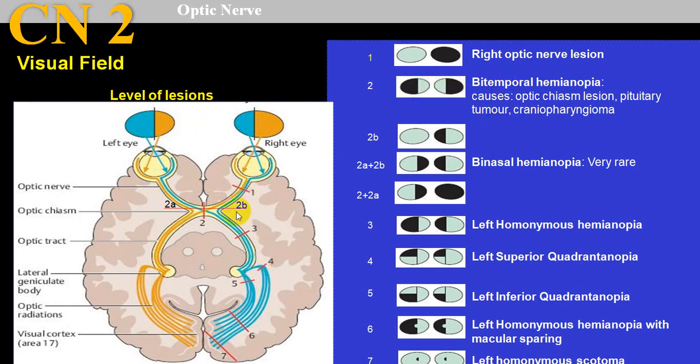Suppose you have got a damage at 2B here, 2B. So if you get a damage at 2B, means your temporal fibers are damaged because temporal fibers are lateral. So right eye temporal fibers are damaged. So I will have right side nasal field gone. So we'll say right side nasal field loss. But if I get a damage on both sides and both side temporal fibers are gone, I will have both side nasal field gone. So it will be binasal hemianopia.